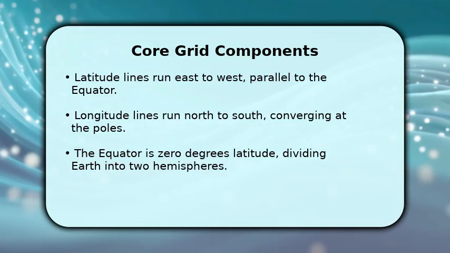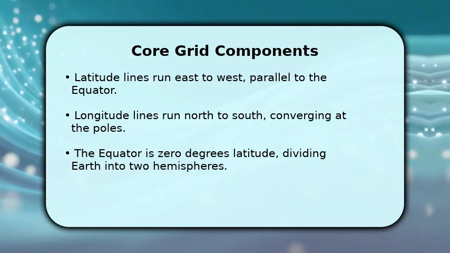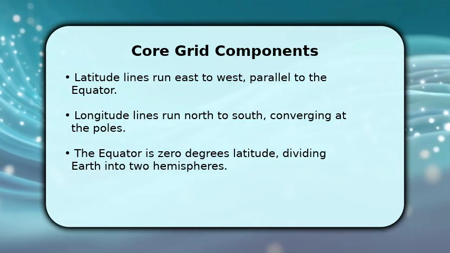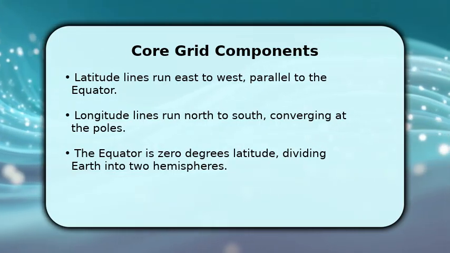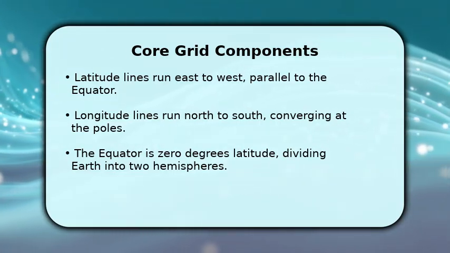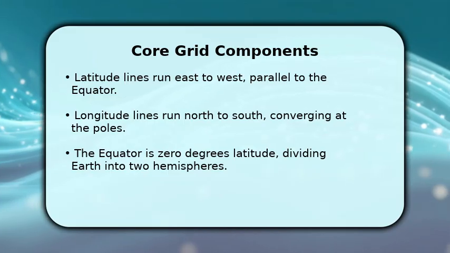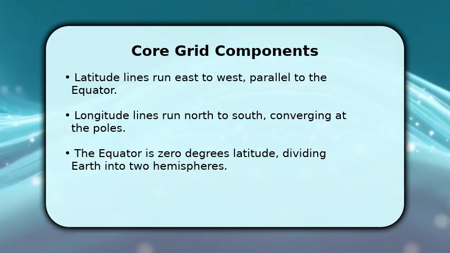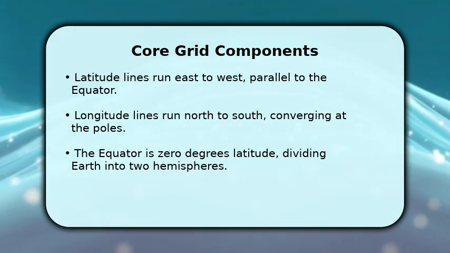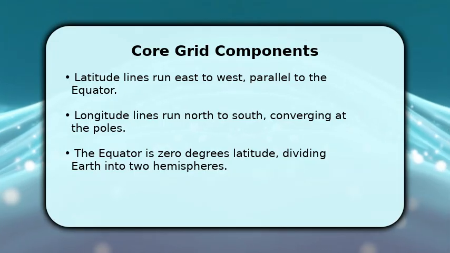Latitude lines, also known as parallels, run horizontally from east to west, measuring distance north or south of the equator. The equator itself is 0 degrees latitude. Longitude lines, or meridians, run vertically from north to south, measuring distance east or west of the prime meridian, which is 0 degrees longitude. These two sets of lines intersect to form the grid.